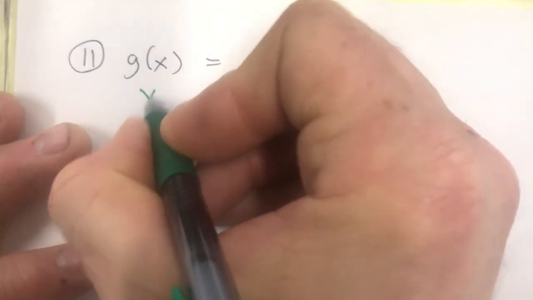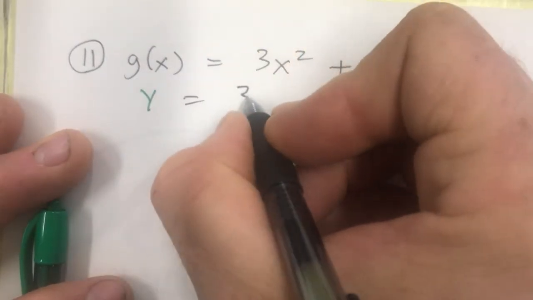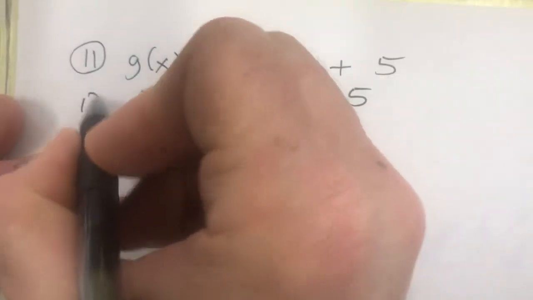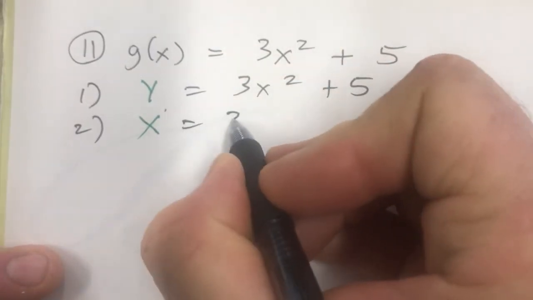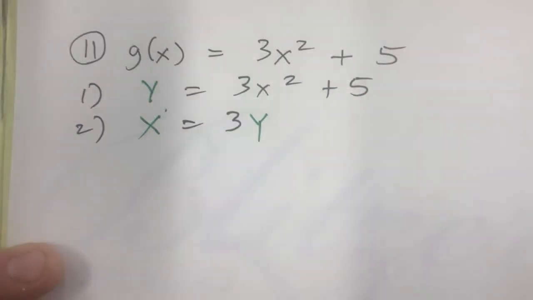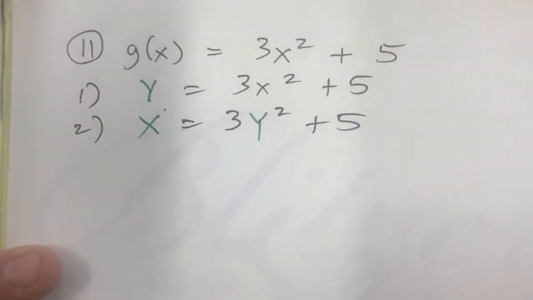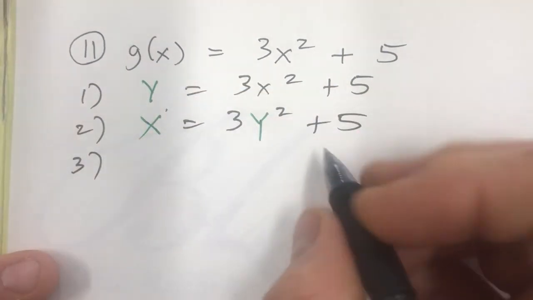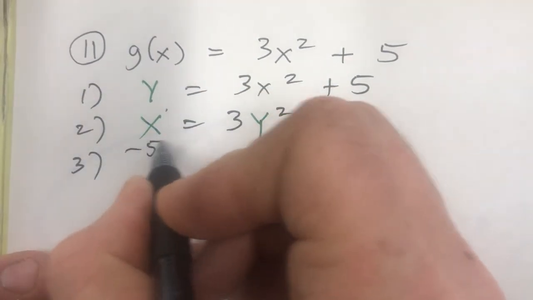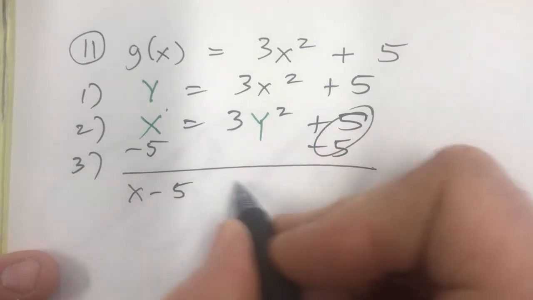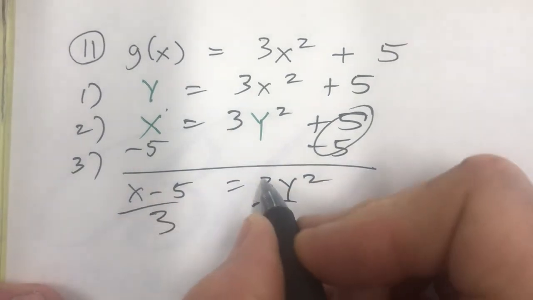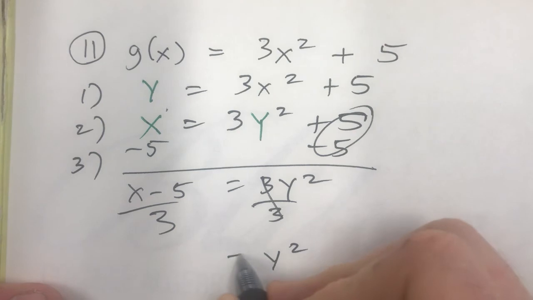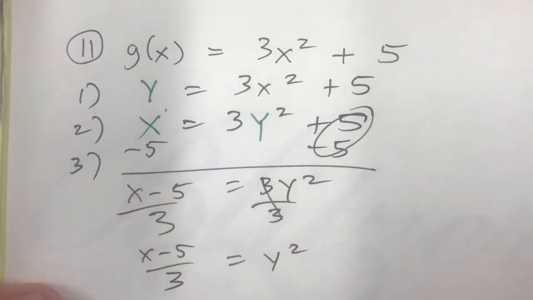So this is going to be y equals 3x squared plus 5. So that's step 1. Now step 2, I swap them. So I'm going to have x equals 3, and this is going to be y squared plus 5. So I swapped them. And now step 3, you got to solve for y here, which means I'm going to have to minus 5 to make this go away. So I have x minus 5 equals 3y squared. And then I'm going to divide by 3 to get rid of the 3 here, which gives me y squared equals x minus 5 all divided by 3.